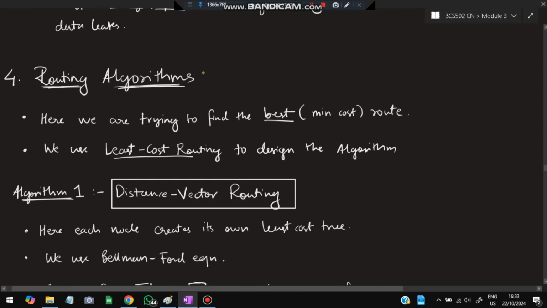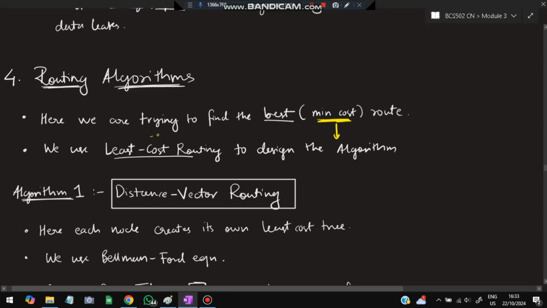Moving on to the fourth topic, we have the routing algorithms. Three routing algorithms are there. Listen very carefully. Here, what do we do in routing algorithms? Route means what? From source to destination, what is the best path? And what will always be the best path from one point to another point? The best path will be the one having the minimum cost. The cost will be minimum. That is the best path.